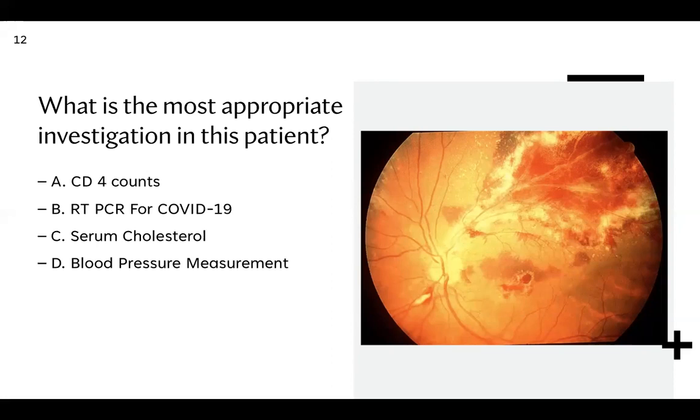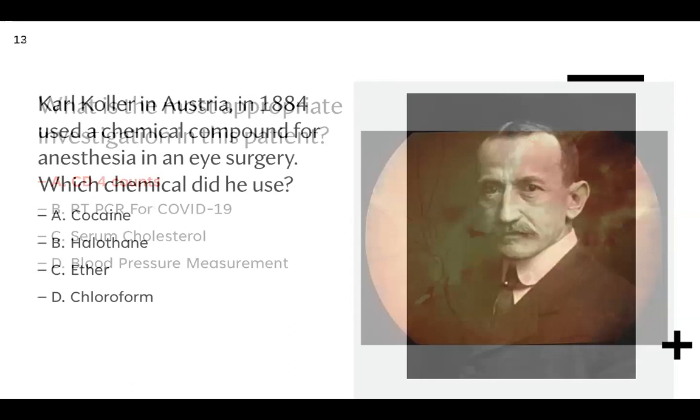Your time is up, and 65% of the audience has got it right. It is CD4 count. So the disease entity that we're talking about is CMV retinitis, which gives us a pizza pie appearance. Not quite an appetizing pizza, this one, but you're right. In CMV retinitis, you would want to rule out immunosuppression, and therefore HIV and CD4 counts would be standard management. This is your next question.